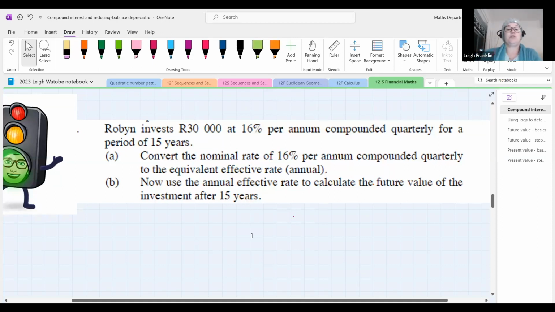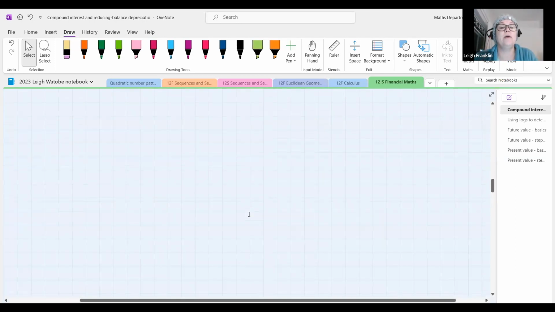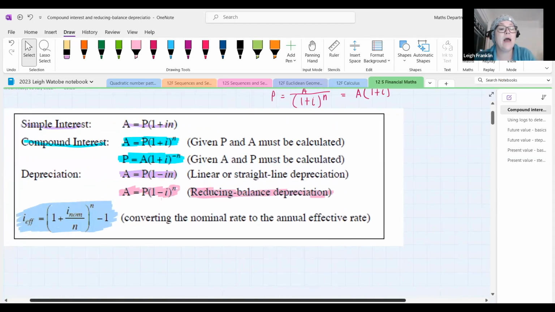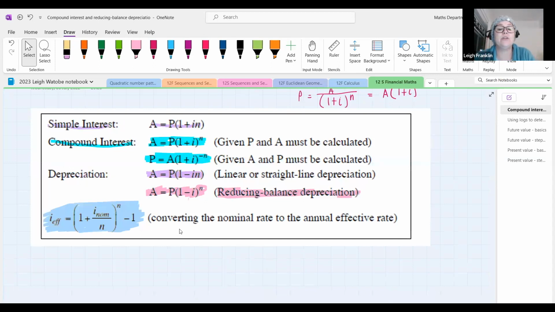Robin invests 30,000 Rand at 16% per annum compounded quarterly for a period of 15 years. Convert the nominal rate of 16% per annum compounded quarterly to an equivalent effective annual rate. Now you need the nominal and effective interest rate formula. That's this one over here. I think I highlighted it in blue at the beginning. Let's just talk about that a little bit.